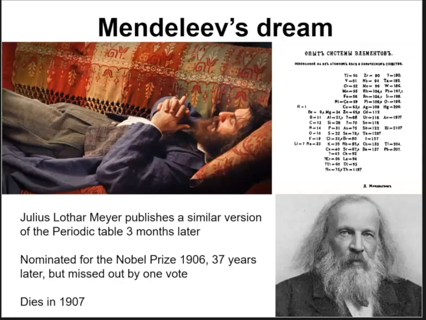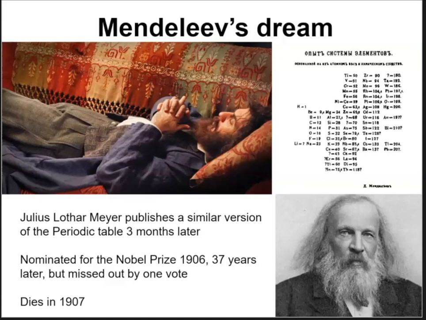And of course, in science, publishing is everything. So luckily, that book goes to the publishers and gets published, because 3 months later, the Swiss chemist Julius Lothar Meyer publishes more or less the same table. And of course, Meyer's name is lost in the mists of time, whereas Mendeleev remains alive, because we know him as the father of the periodic table. Poor Mendeleev, he was nominated for the Nobel Prize in 1906, 37 years after he did this, and he missed out on receiving the Nobel Prize by one vote. And sadly, he dies the next year, in 1907. You know, people said, oh, 37 years, it's old hat now.